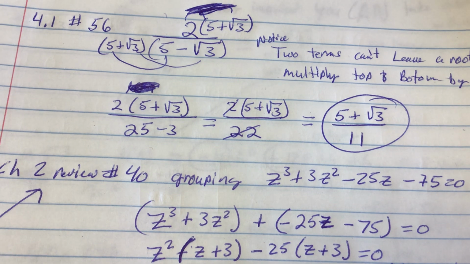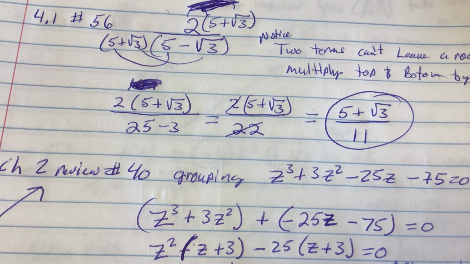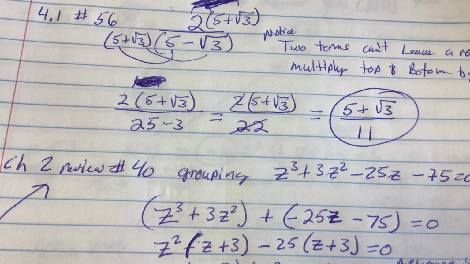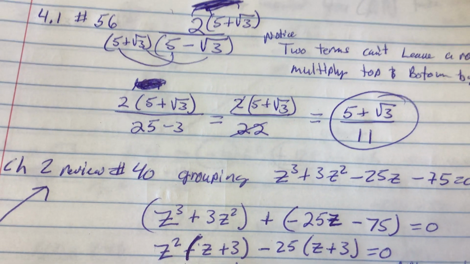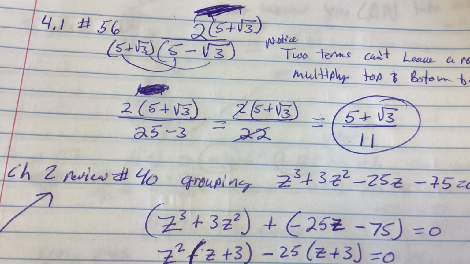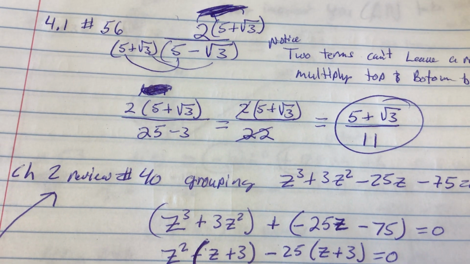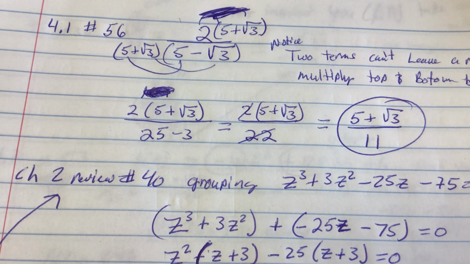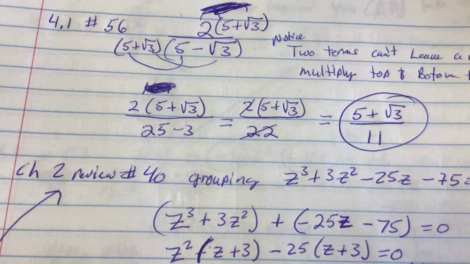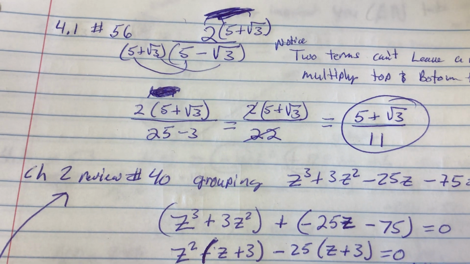Again, with the one on the right, you'll notice that I factored out a negative 25 because 25 will divide both 25 and 75. I have to factor out the negative from both terms though. So therefore I'm dividing by negative 25. Negative 25 divided by negative 25 will just leave the z. Negative 75 divided by negative 25 will leave plus 3.